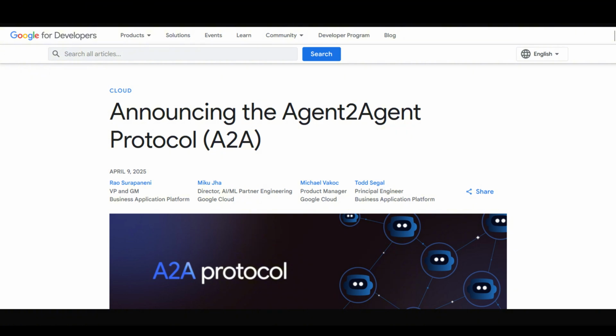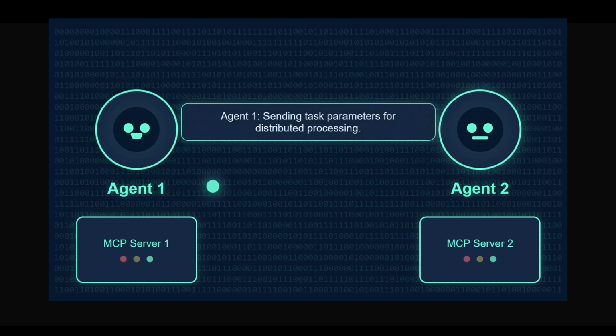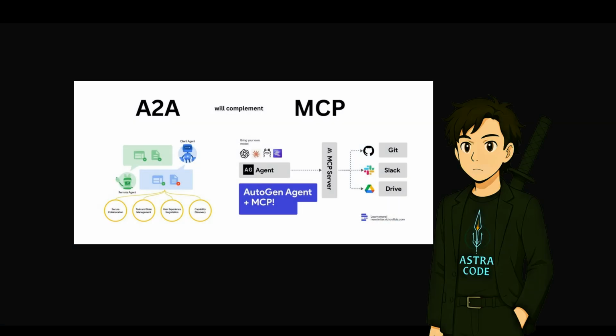Okay, so let's start with the basic introduction. Imagine like this: one agent's functionality is accessible to another agent by communicating with it. And just to be clear, this is not MCP versus A2A. It is complementary to the MCP protocol.